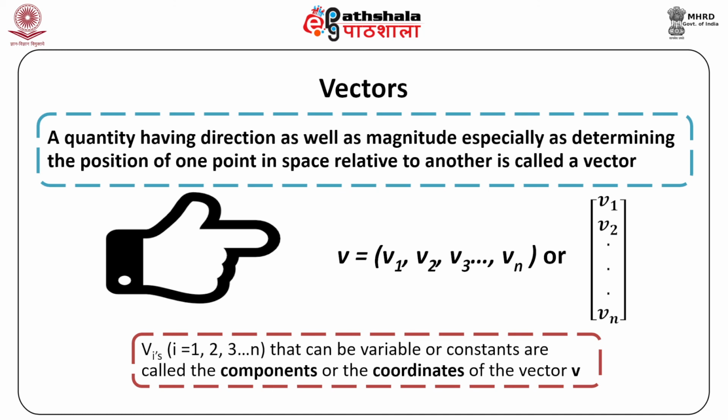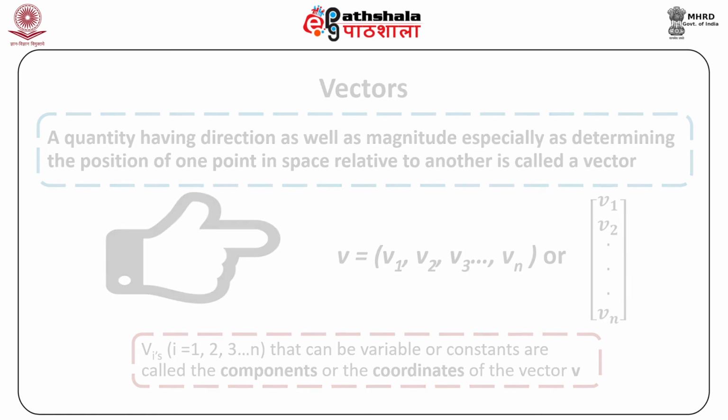Here vi is called the ith coordinate of the vector v. A vector having n components is referred to as an n-vector and has dimension n. The n-vector (0, 0, 0, ..., 0) is called the null vector.